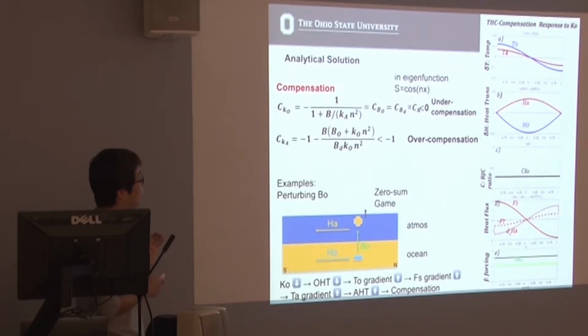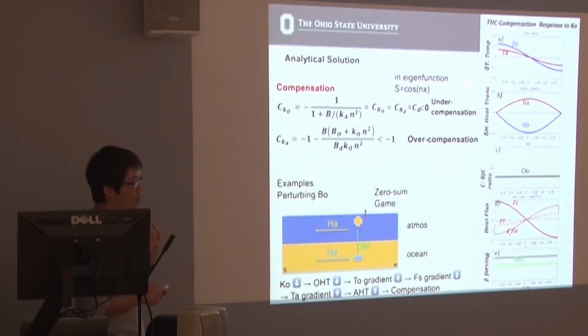We found that the compensation ratio is negative. The compensation ratio is defined as the response of atmospheric heat transport over the response of ocean heat transport. So if it is negative, that means the responses of the atmosphere and ocean heat transport have different signs.